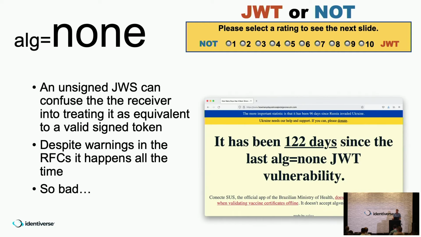It's happened so much that somebody even created a website for it. I can't read it because it's too long: how many days since the last alg equals none vulnerability. Although, when I pulled this up for this talk, it had actually been 122 days since the last time it happened, and it was actually a somewhat different vulnerability. So in some ways, I take this as a good sign that despite all the problems we've had with this, the industry as a whole and libraries themselves are maturing such that this is becoming less of an actual problem.